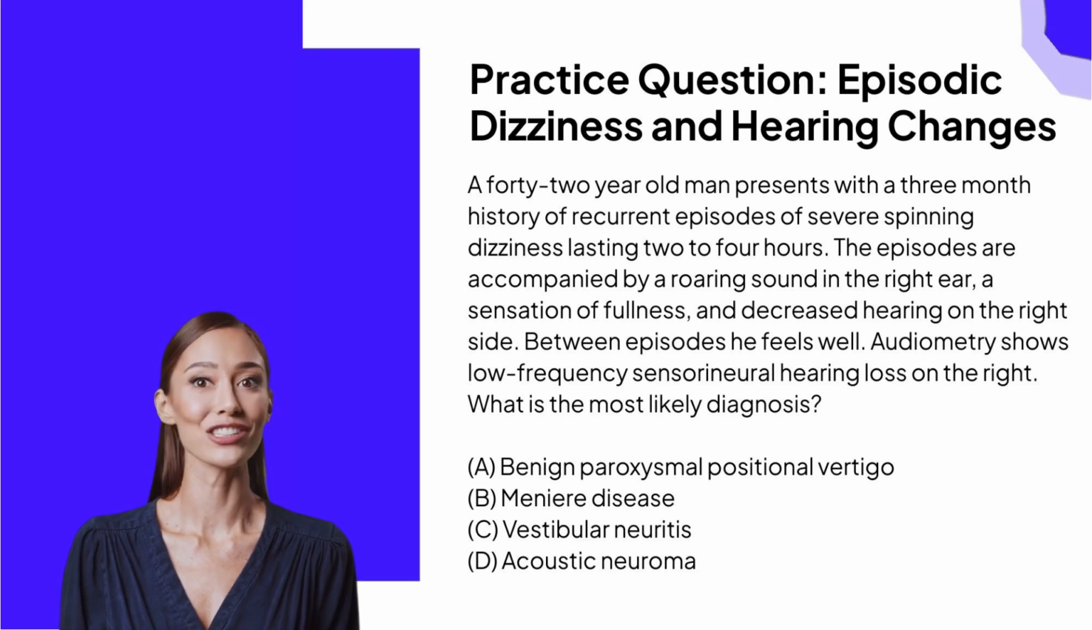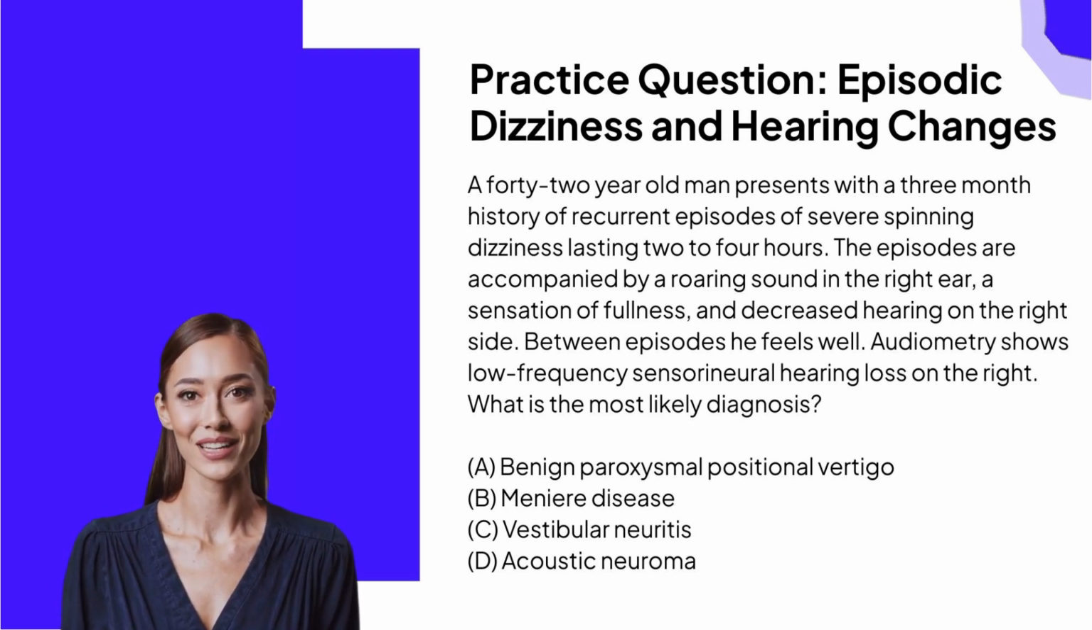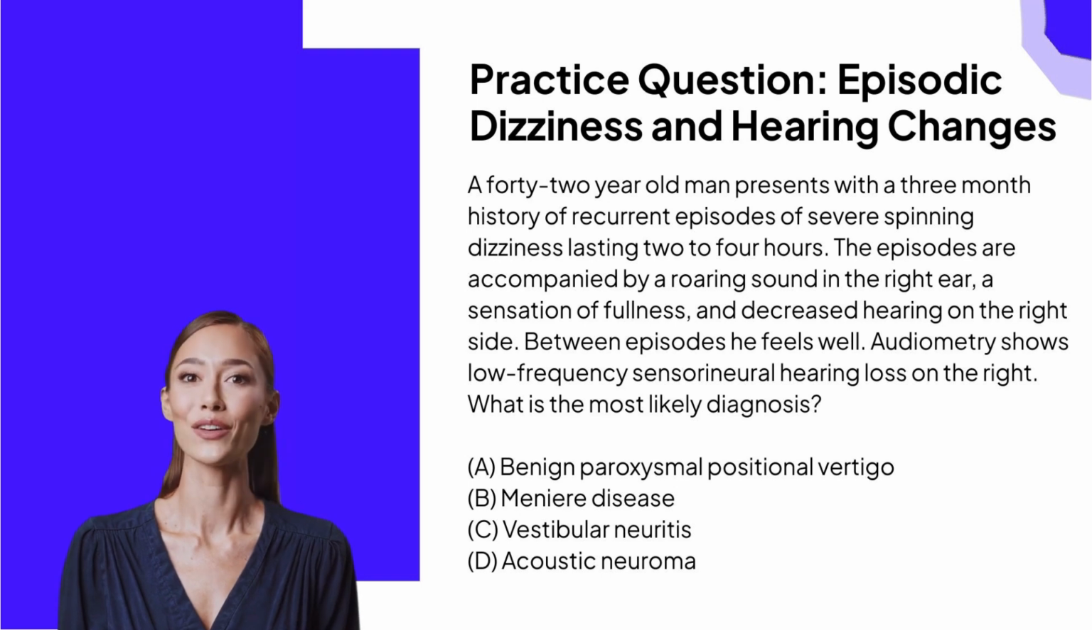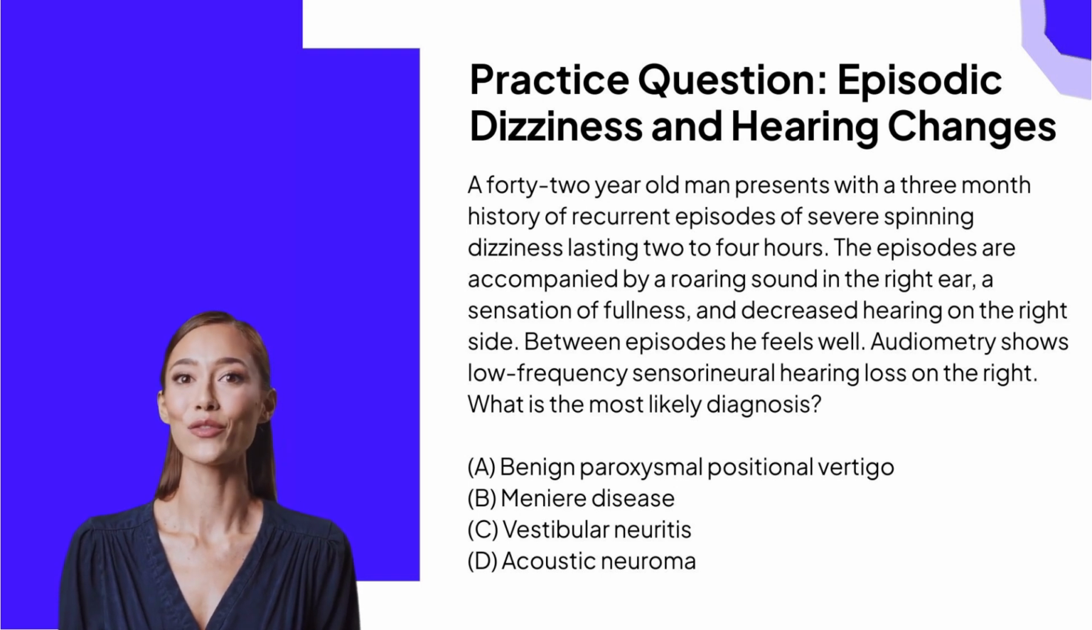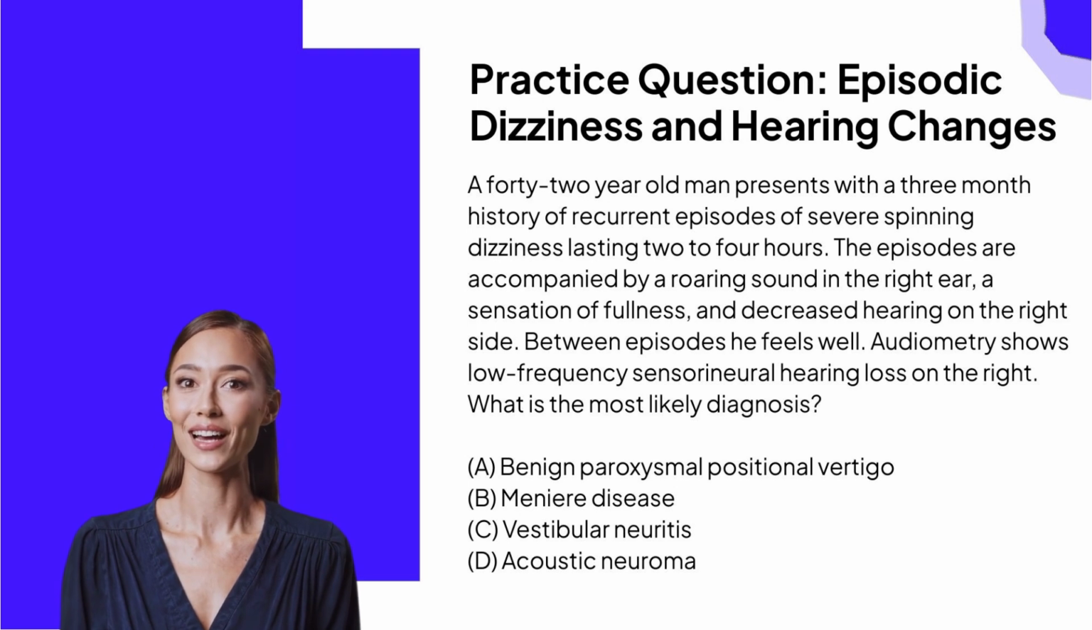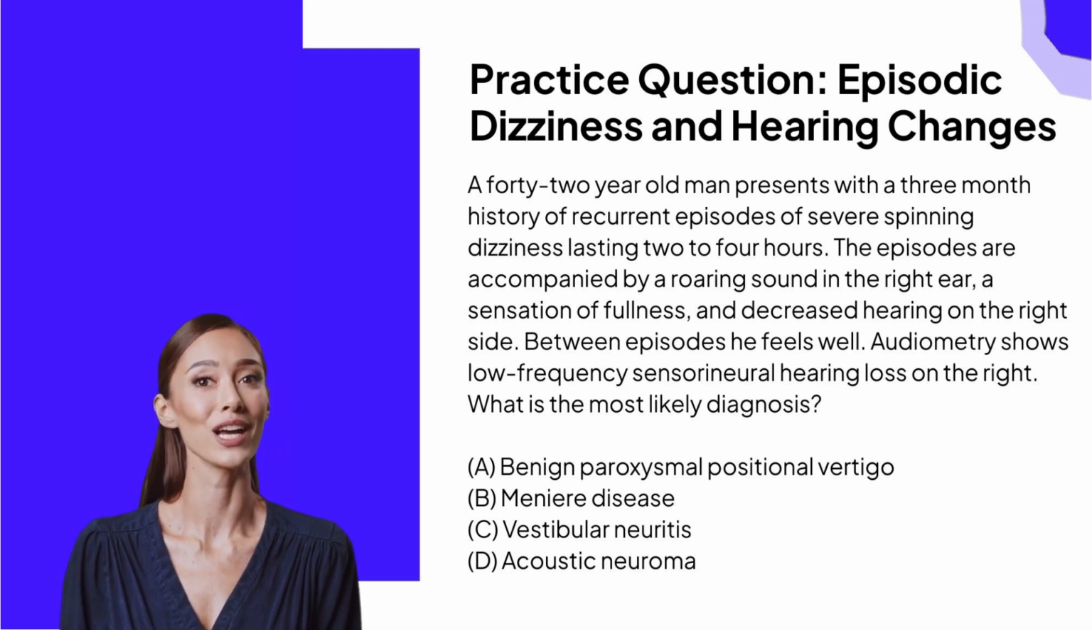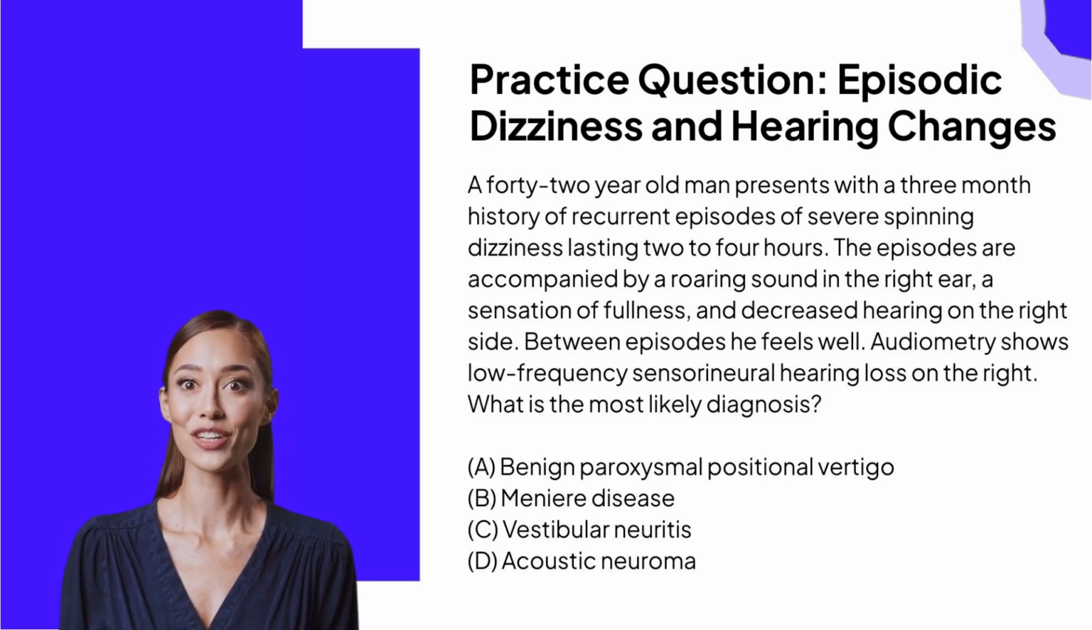Here is our third practice question. A 42-year-old man presents with a 3-month history of recurrent episodes of severe spinning dizziness lasting 2 to 4 hours. The episodes are accompanied by a roaring sound in the right ear, a sensation of fullness, and decreased hearing on the right side. Between episodes, he feels well. Audiometry shows low-frequency sensorineural hearing loss on the right. What is the most likely diagnosis?